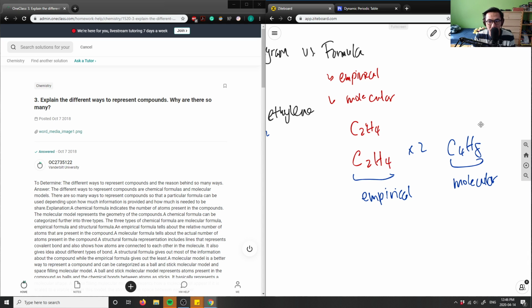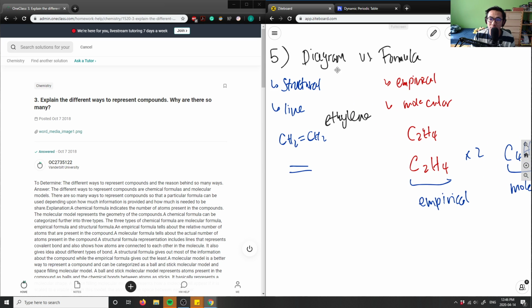Not with ethylene, but with this one here, butylene or butene, there are structural isomers. The formula doesn't account for those. This could be connected in a cyclobutane form, and I wouldn't be able to figure that out from the molecular formula. So we have to use both of them to infer the geometry, the atoms that are present, and the bonding. We need both the formula and the diagram to represent different compounds.